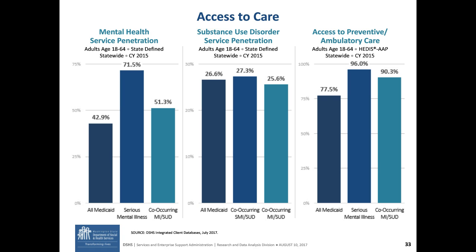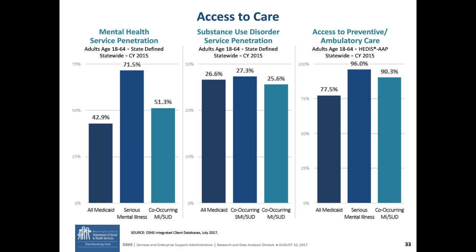And so we hope that we can move the dial on access to SUD treatment, as well as access to mental health care for folks with serious mental illness. The other thing you might infer from this slide is that the HEDIS AAP measure is probably not going to be a super useful tool for thinking about quality of primary care or physical health care in this environment.